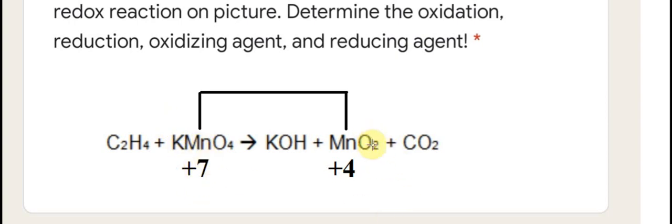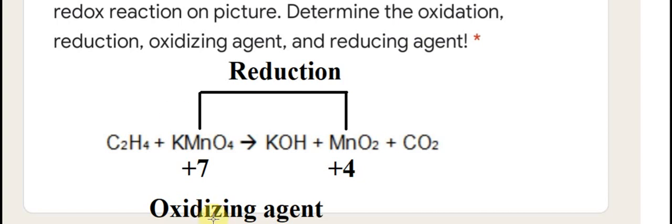In this one we have oxygen at -2 multiplied by 2, you get -4, and so Mn in here you get +4. So the oxidation state of Mn is +7, and after reacting you get +4. So this is reduction, because +7 reduced to +4, so we call it reduction in here.